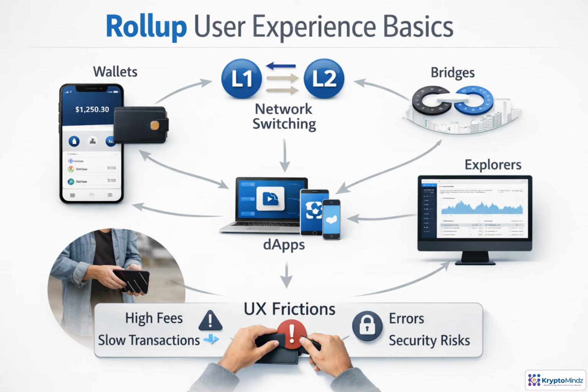Now we move from rollup architecture to the user journey. Rollups start to feel real through wallets, bridges, dApps, explorers, and network switching. As we go, watch for where friction appears, because UX directly shapes trust, liquidity, and adoption.